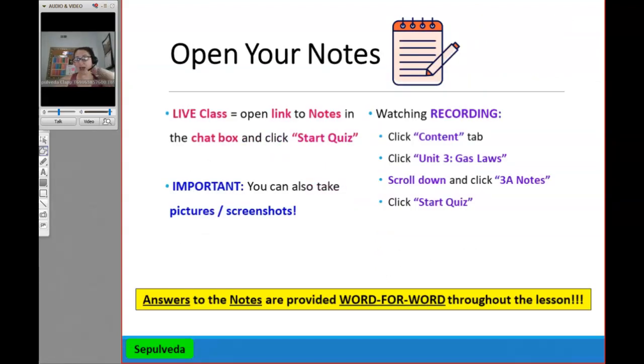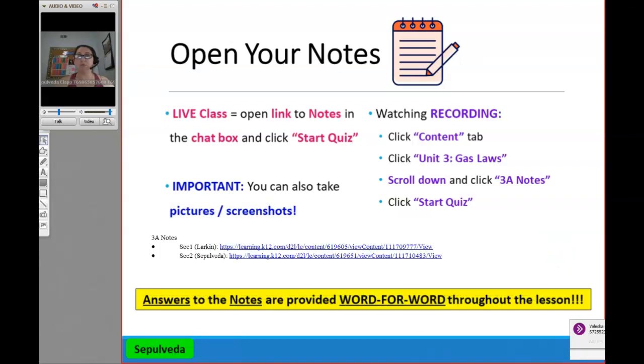All right, with that being said, I would like you to go ahead and open up your notes and click Start. You can also make sure that you are ready for your pictures or screenshots. If your computer does not like two things open at one time, you're more than welcome to do those pictures and screenshots. Please give me a green check when you have your notes ready and open for 3A. Green checks, everybody. I'm going to give you about another 20 more seconds. They're also posted right up on the board here. If you are watching the recording, in order to find your notes, click the Content tab, Unit 3, scroll down, and find your 3A notes and start your quiz. You can also find it in your Grades tab.